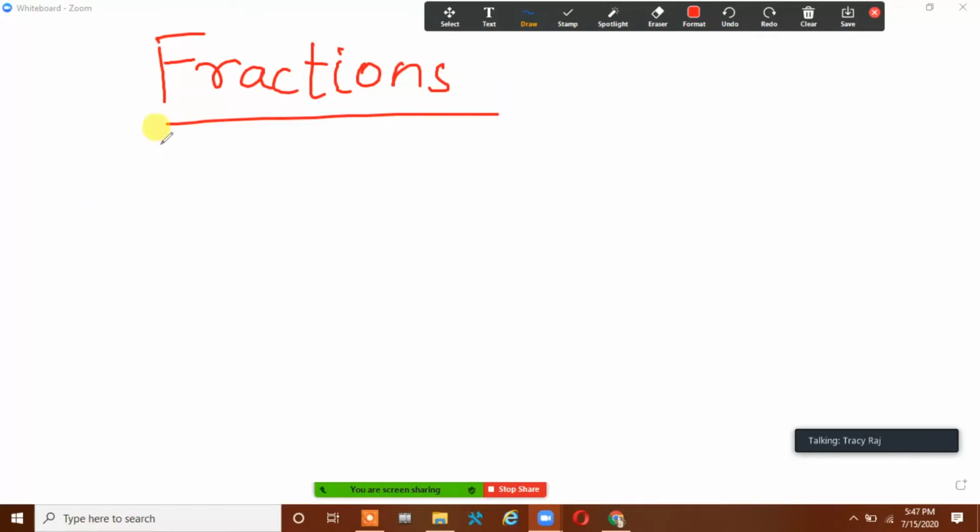Today I will teach you about fractions. Very easy and very scoring topic. So let's start with the fraction. So we have four types of fraction: proper fraction, improper.